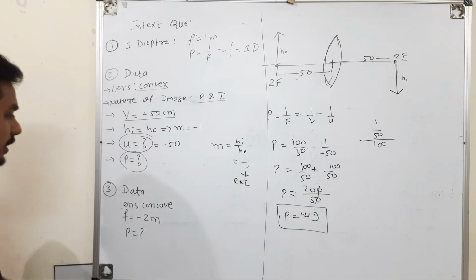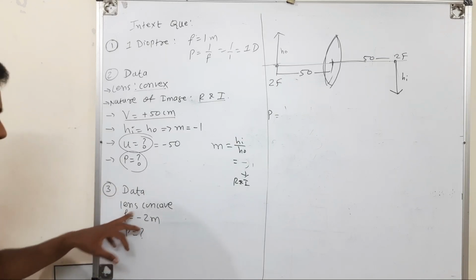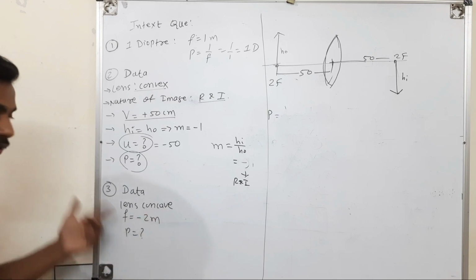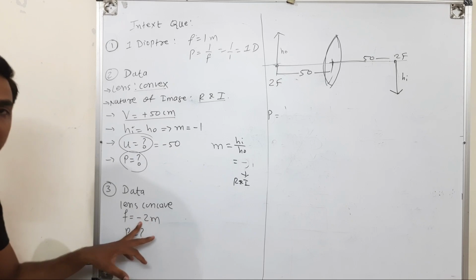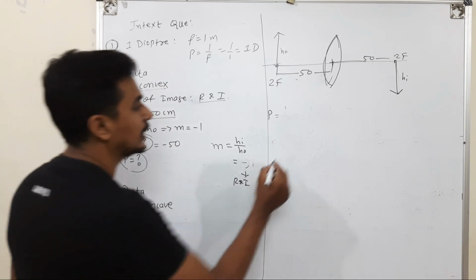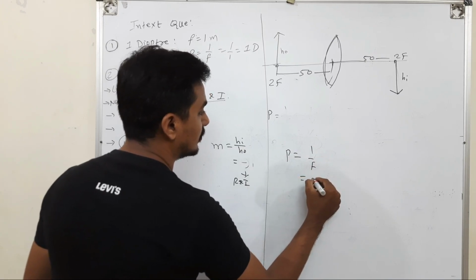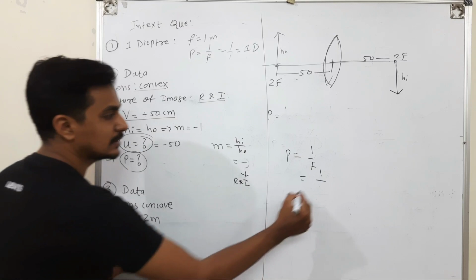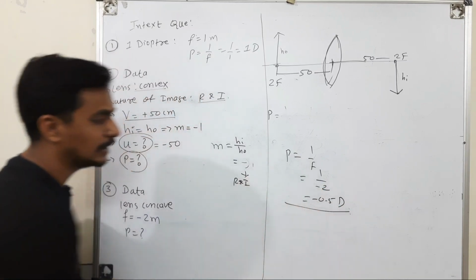Now let us move to the third question. In the third question, the lens given is a concave lens. The focal length given is 2 meter, but it is a concave lens, so the focal length is -2, and it is asked to find the power. So we know that P is equal to 1 by f, which is 1 by -2, so it is -0.5D.